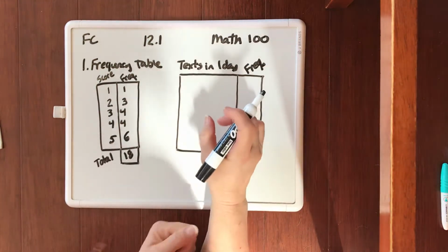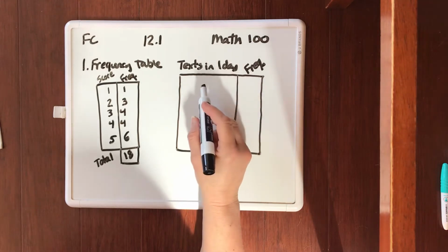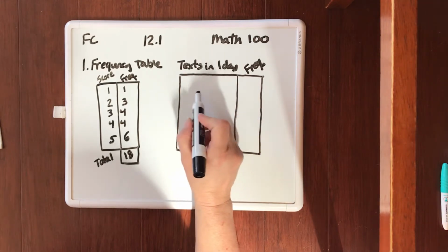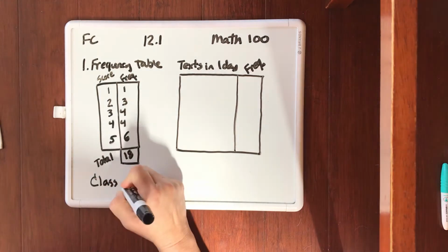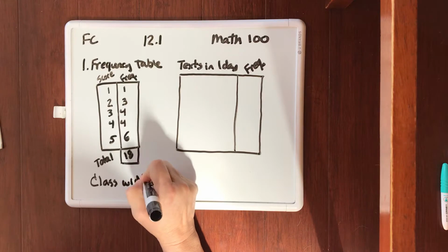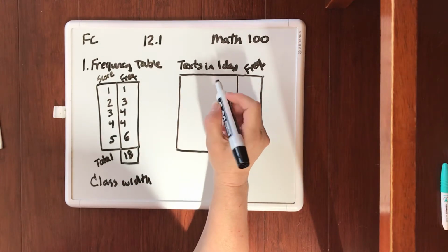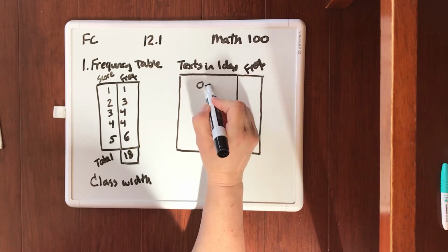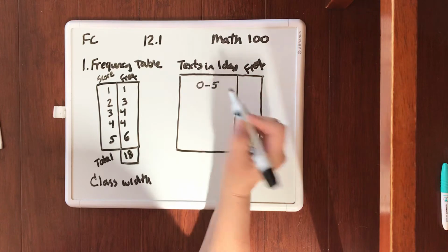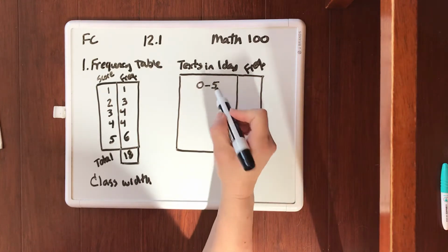Okay, now texts made in one day. Let's split them up into different groups, and we call these groups classes. And the class needs a width. Okay, so I'm going to write this here. Class width. It's a terminology. Okay. So let's say we wanted to start with, we asked someone, do they make 0 to 5 texts in one day? Okay. Now, what is the class width from 0 to 5?